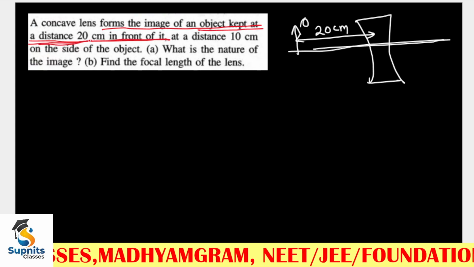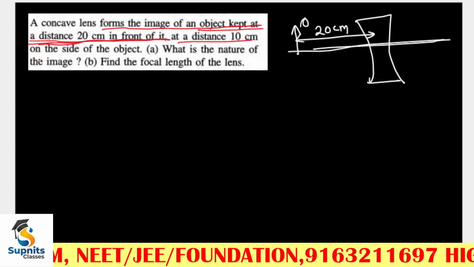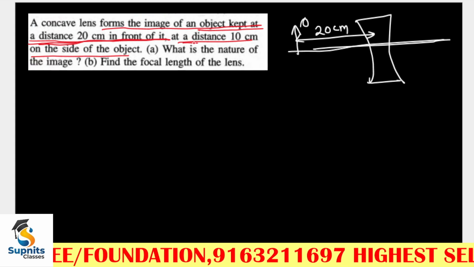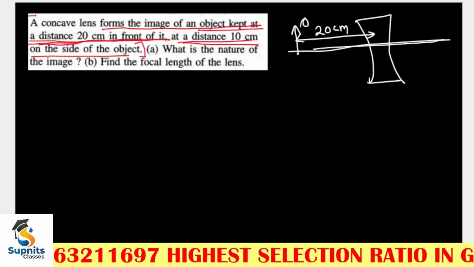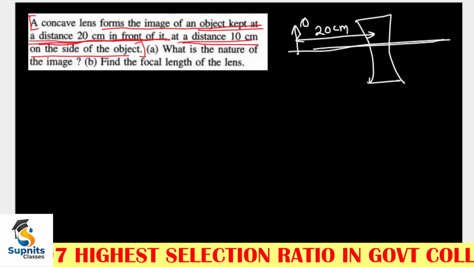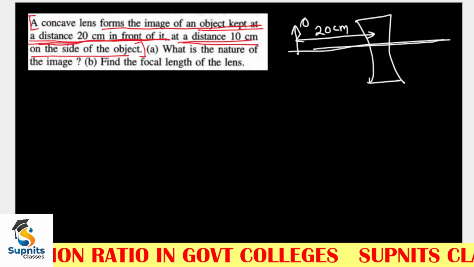Language of problems in physics is a challenge. At a distance of 10 centimeter on the side of the object, that means this is the image. So when the sentence becomes big, then the language becomes tough, and understanding the language is a challenge, I understand that.